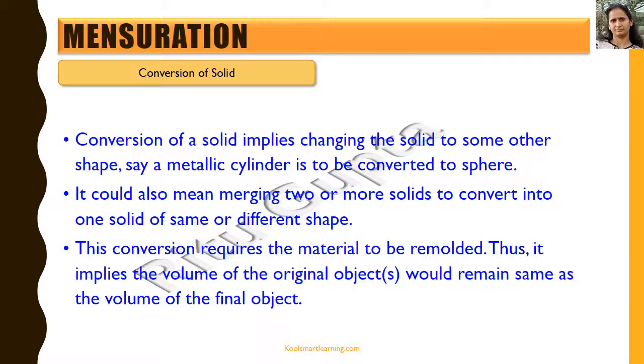Now this would require the volume of the original object to be equal to the volume of the final object. Supposing we have a small iron ball, we heat it and mold it into a cylinder. That would mean the material that we had for the sphere, for that ball, remains the same when we change it to the cylinder.